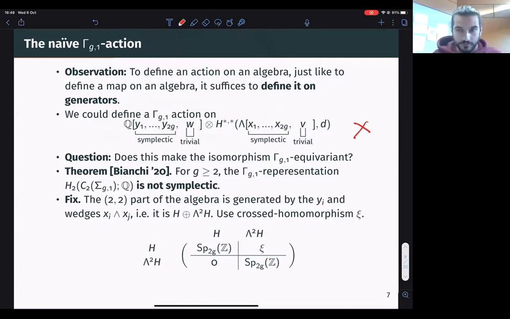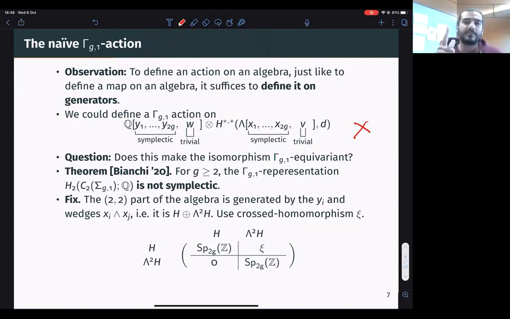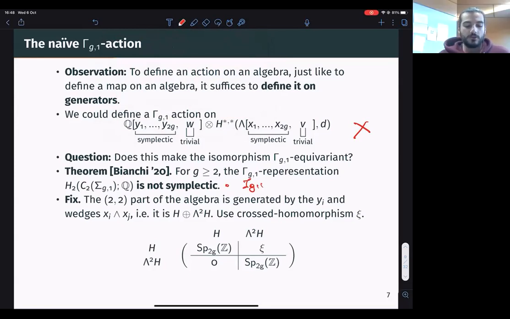You might observe. Andreas, when you say it's not symplectic, do you mean that it doesn't factor through the action of the symplectic group? Yes, exactly. Or that the Torelli group acts non-trivially. Yes. So because of that, this action cannot be the correct one on the right-hand side.